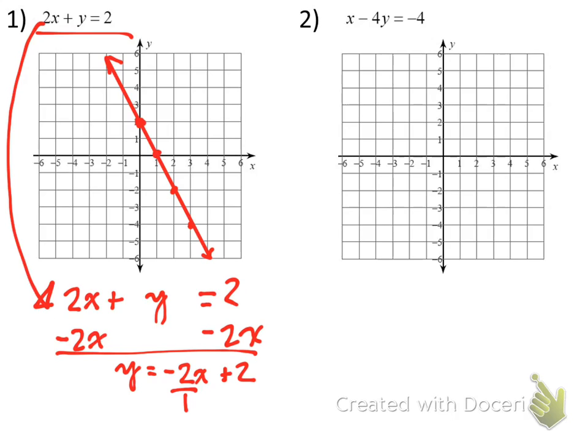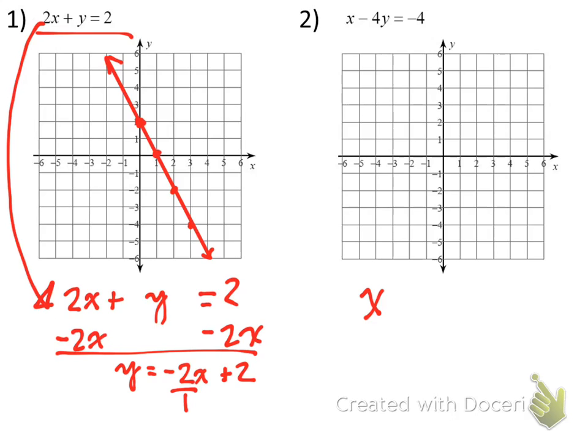Okay. Again, all we're doing is taking a standard form right up here and changing it all the way to the slope-intercept form. And then you have your slope and your y-intercept plotted. Okay. Number 2. Watch me do number 2. Here we go.